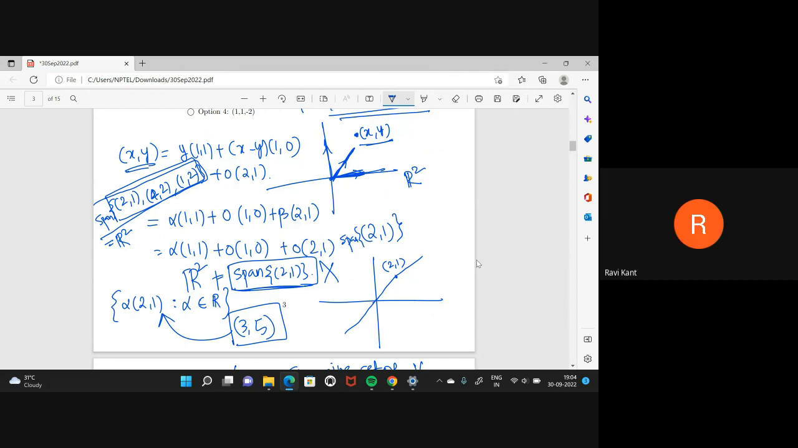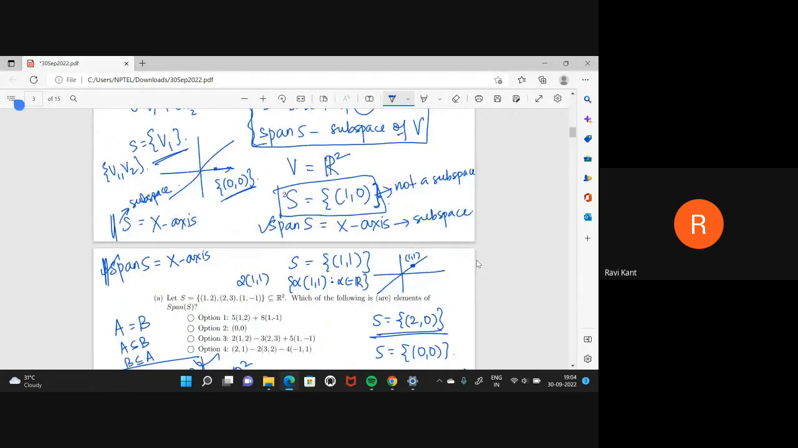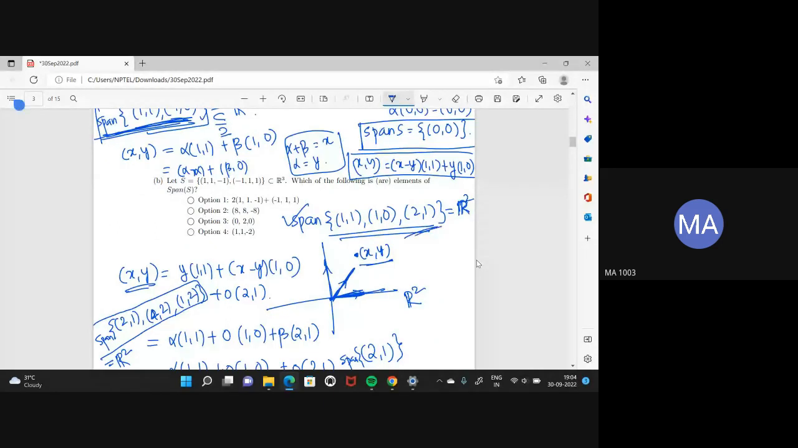Ma'am, the one just above that is a spanning set, right? Can you just scroll down? No, that was three vectors. This one. It's a spanning set, right? Yes, because the span of that set is R2. Spanning set for what, you should tell? For that vector space R2, whatever the vector space is.